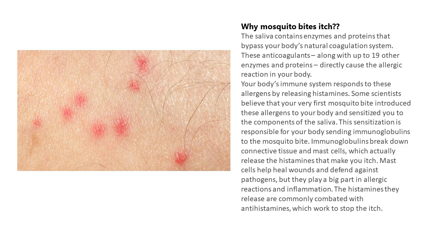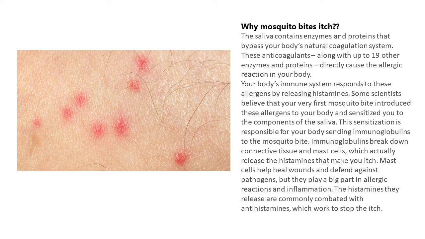Why do mosquito bites itch? The saliva contains enzymes and proteins that bypass your body's natural coagulation system. These anticoagulants, along with up to 19 other enzymes and proteins, directly cause the allergic reaction in your body. Your body's immune system responds to these allergens by releasing histamines.